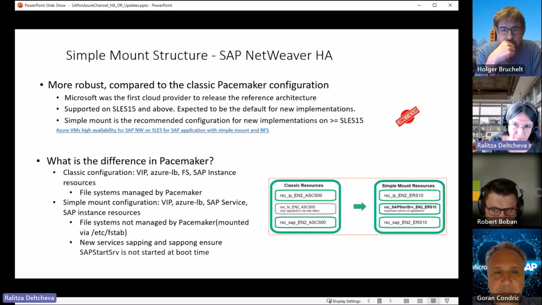There is no requirement to do that, but it is possible, and it's not too complicated. I mean, essentially, it boils down to installing these additional services and reshuffling the pacemaker configuration. So it is possible, not complicated, and a good idea also for existing installations, but not required. So the classic reference architecture is still supported.